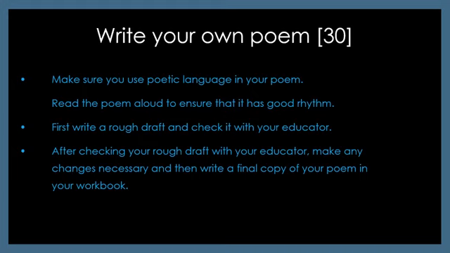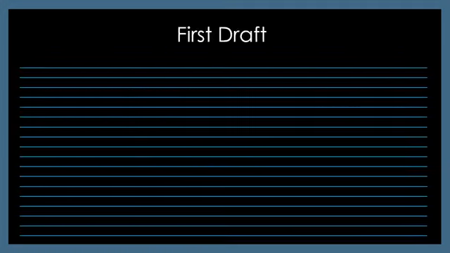Okay, now you need to write your own poem. Make sure you use poetic language in your poem. Read the poem aloud to ensure that it has good rhythm. First, write a rough draft and check it with your educator. After checking your rough draft with your educator, make any changes necessary and then write a final copy of your poem in your workbook. And then you've got your first draft.